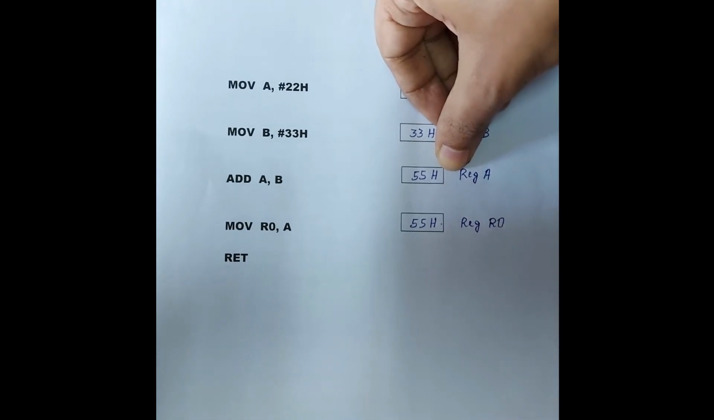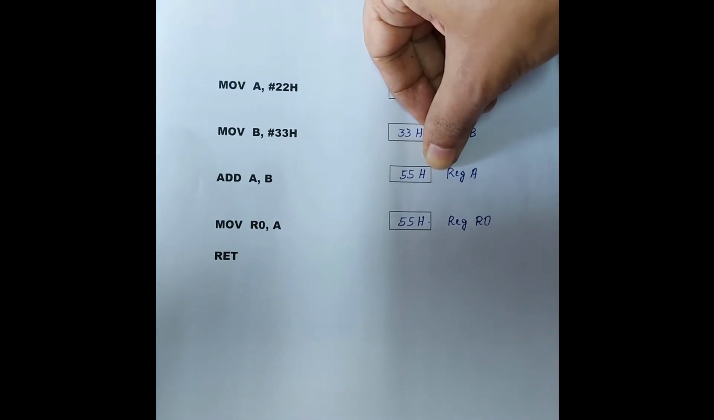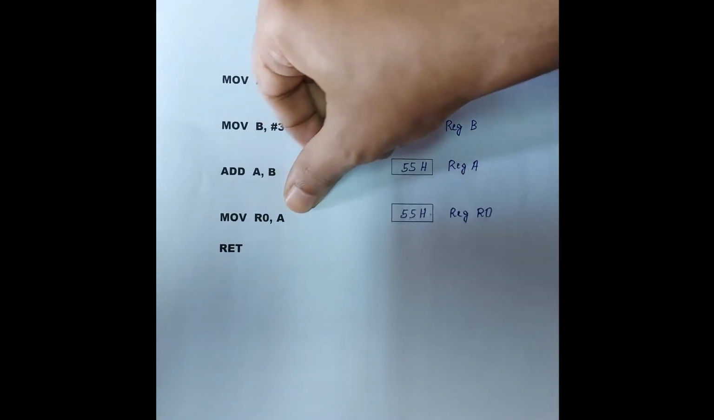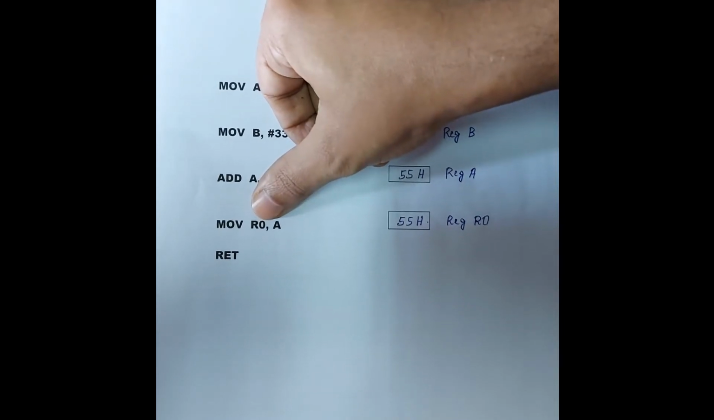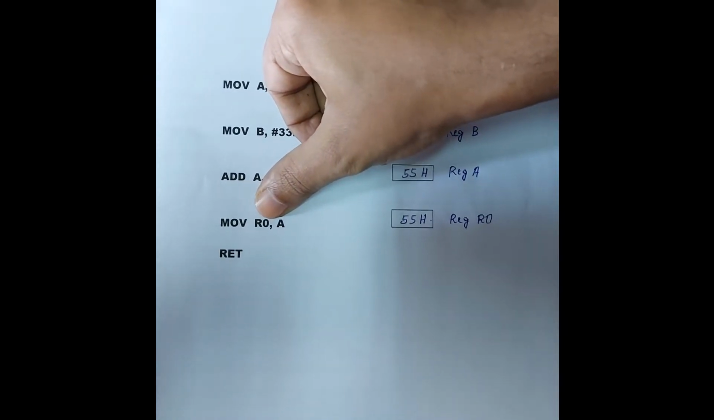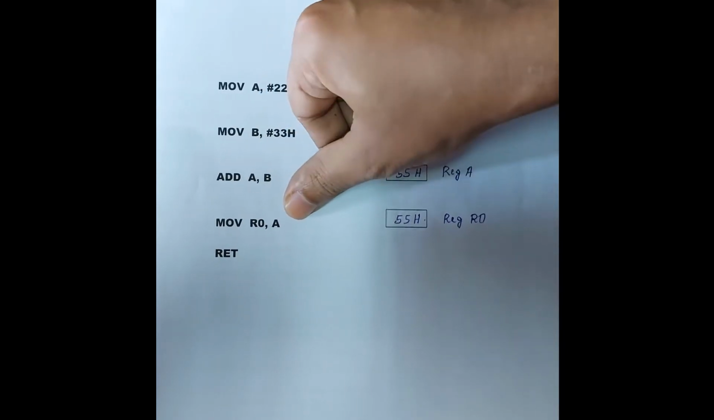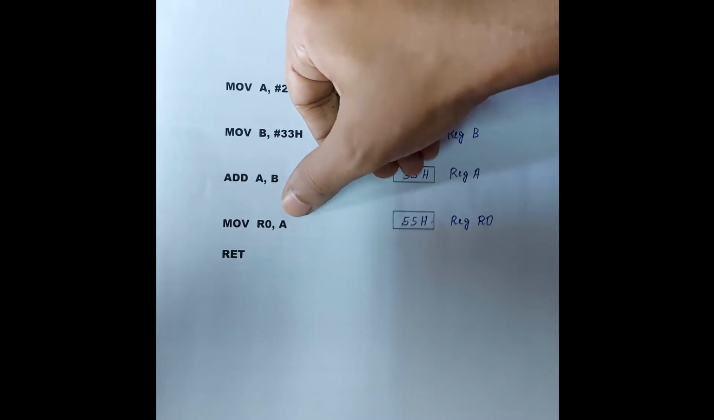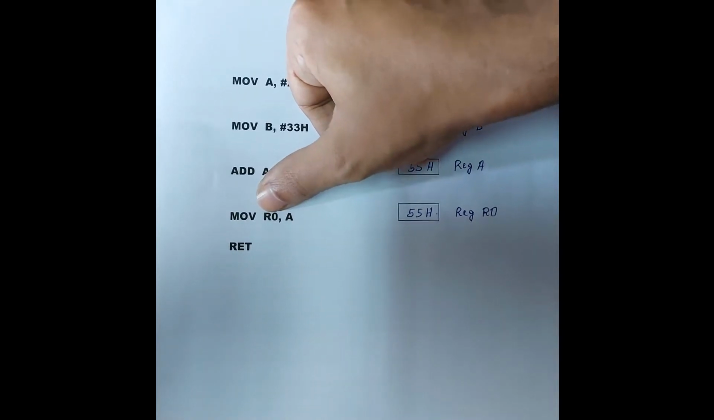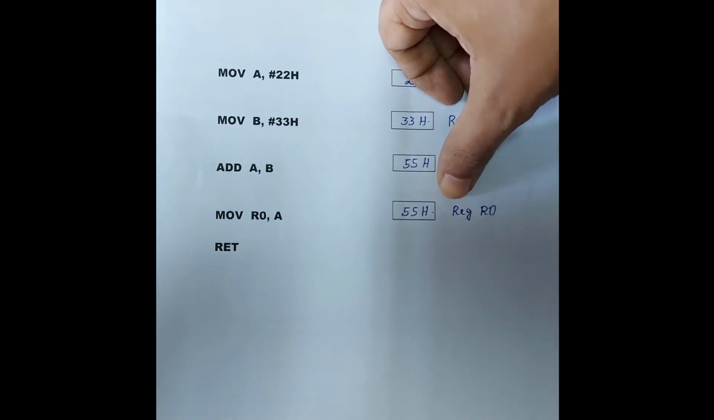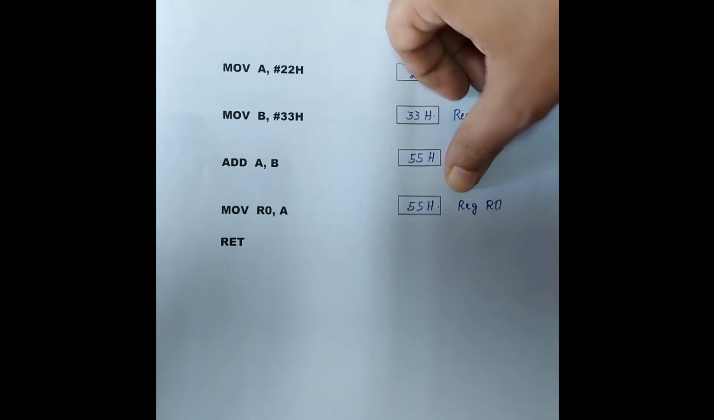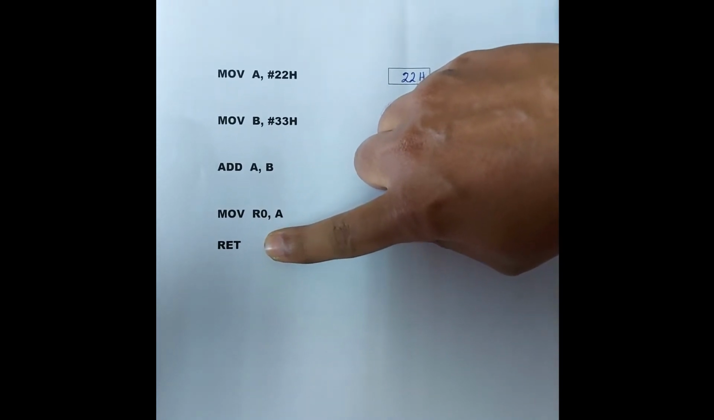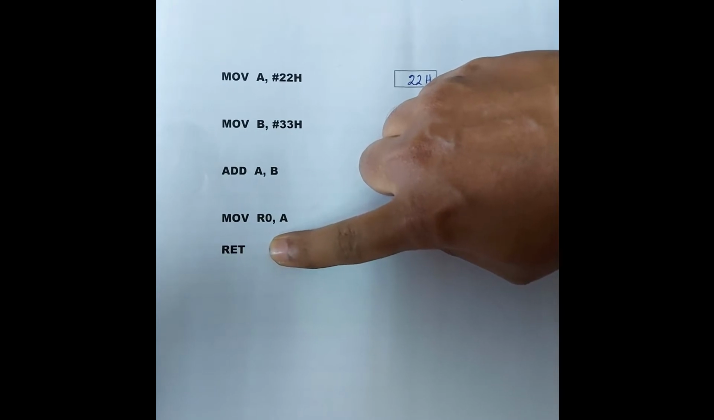Okay, now we will store our result in another register. So we are storing the result of addition in register R0, which is one of the working registers of 8051 microcontroller. So we have given the instruction MOV R0, A. So the content of A, that is 55, will be transferred to R0. So we will have the result of addition, 55, in register R0, and RET means this will stop. This is the halt, end or stop instruction for this entire program.